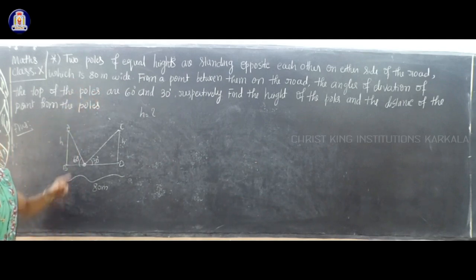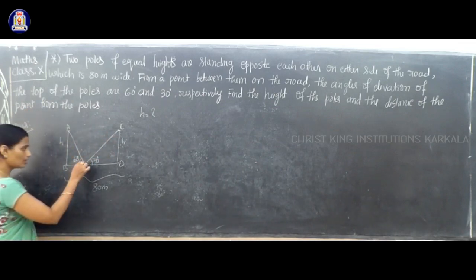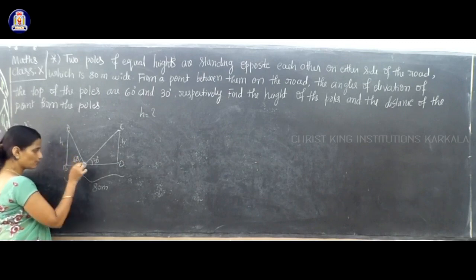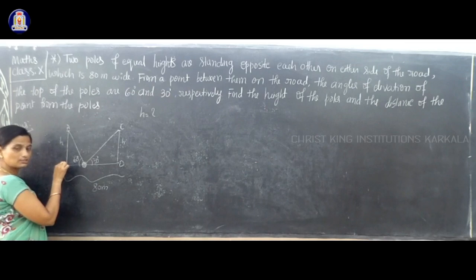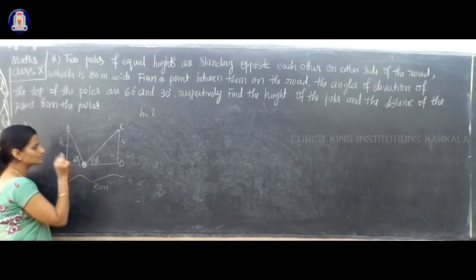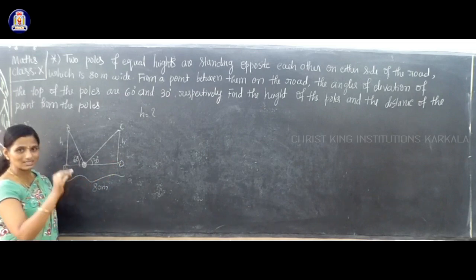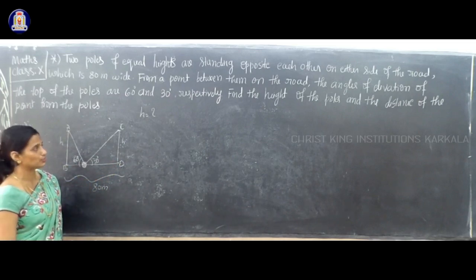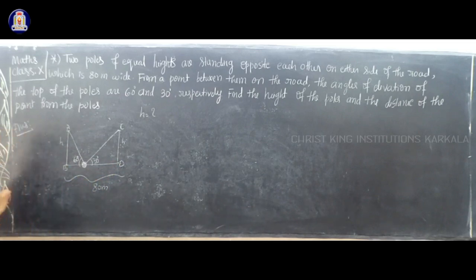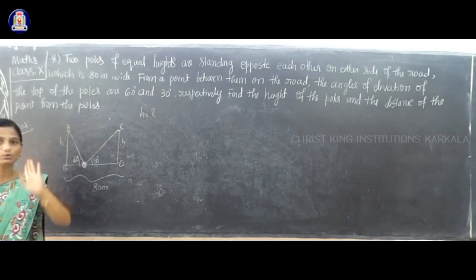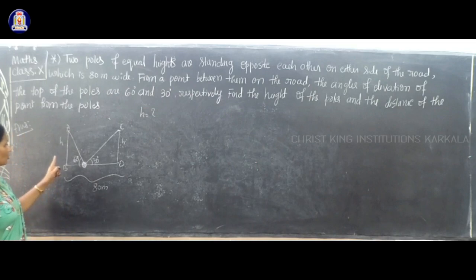Clear? Yes, now next find the distance of the point from the poles. From this point, what is the distance to the first pole? From this point, what is the distance to the second pole? That is your calculation. By seeing this figure, you can identify two triangles. Which are those two triangles?